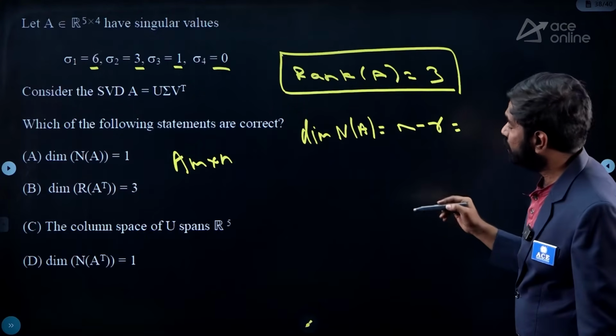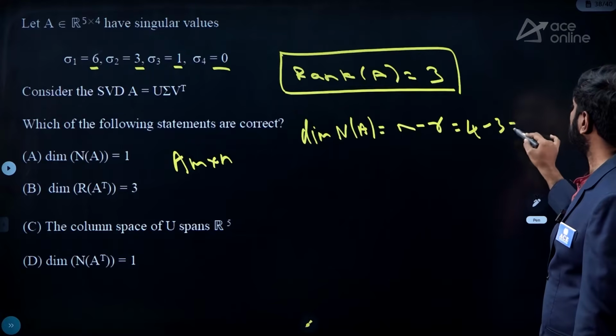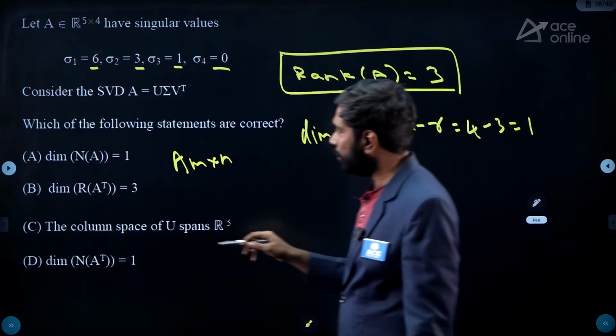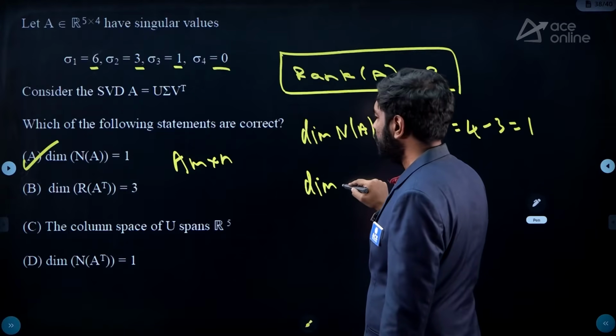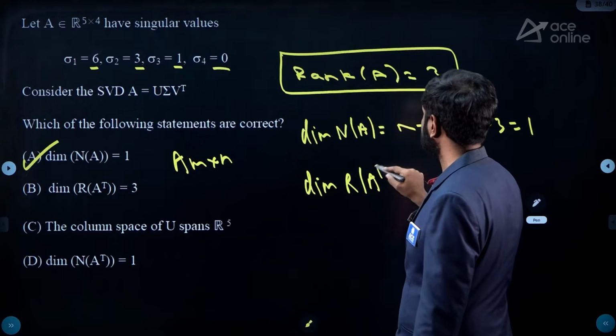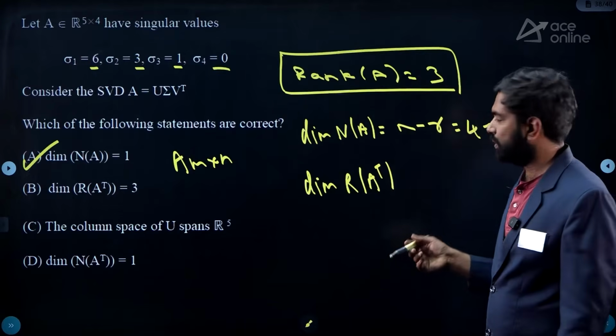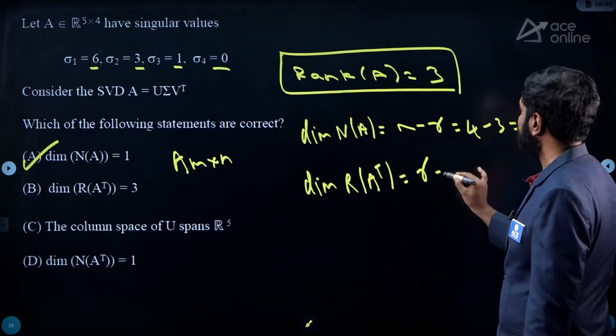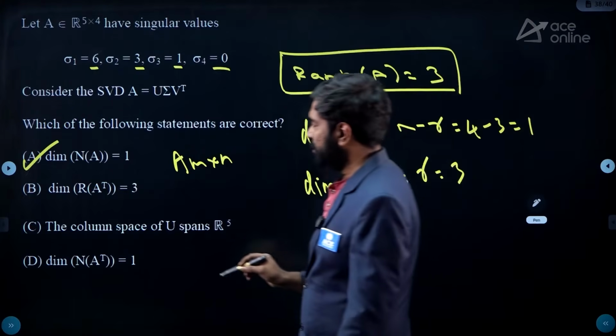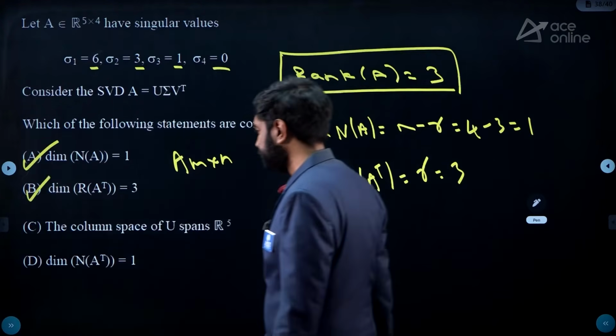Here n is 4, 4 minus 3 is 1. Yes, this is right. And then the dimension of R of A transpose is the same as the dimension of row space. The dimension of row space is directly equal to the rank of A, which is 3. Yes, this is also correct.